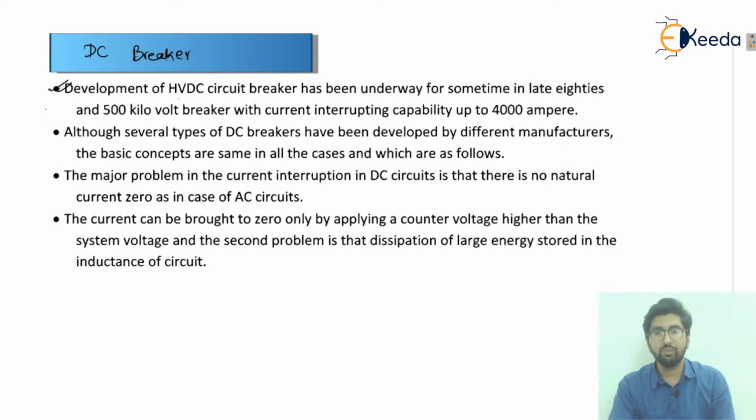The first point says that the development of HVDC circuit breaker has been underway for some time, in the late 80s. So in the late 80s, the development of HVDC circuit breakers was going on, and that was a 500 kilovolt breaker. So that breaker has the voltage value of 500 kilovolts, and the current interrupting capability was up to 4000 ampere.